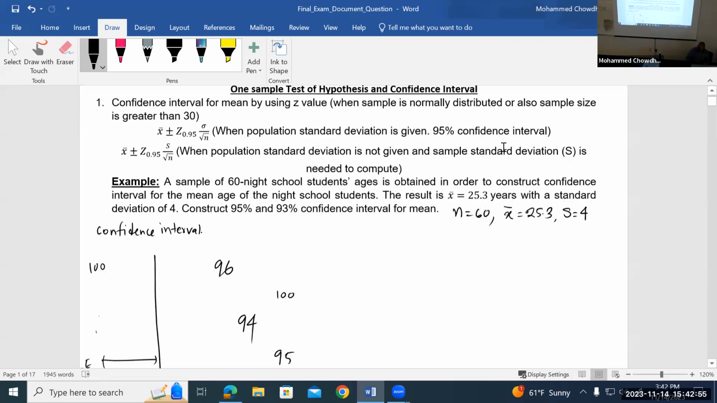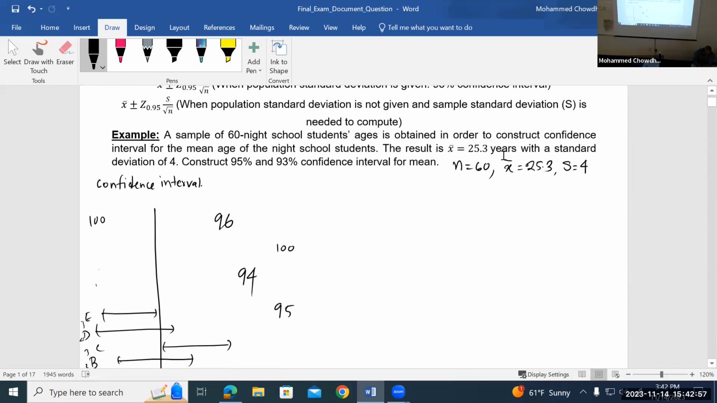Let me explain these things to you clearly. A 95% confidence interval means the middle 95%. I want to have 95% here. Are you understanding? If you do not understand this basic concept, then you will have trouble. Clear, right? The question is saying construct a 95% confidence interval. So I need this value and that value.